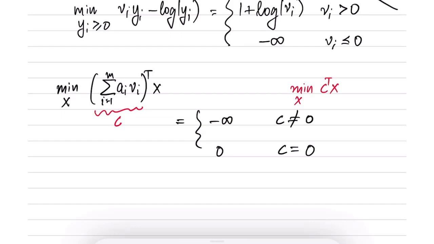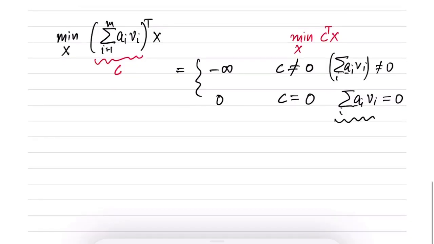Or in other words, when the summation over i of a_i nu_i is not equal to 0, this is minus infinity, and whenever the summation over i of a_i nu_i is equal to 0, then it is 0. So again, there is a scenario where this is minus infinity. Note that another way of writing down this condition is that A transpose nu is equal to 0. So that's another compact way of writing down this condition.